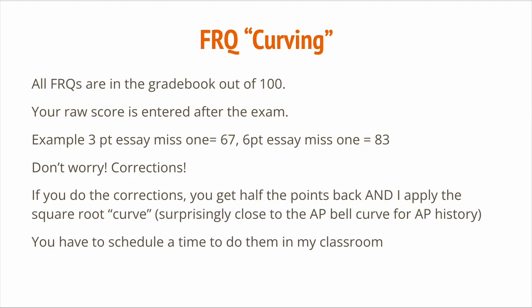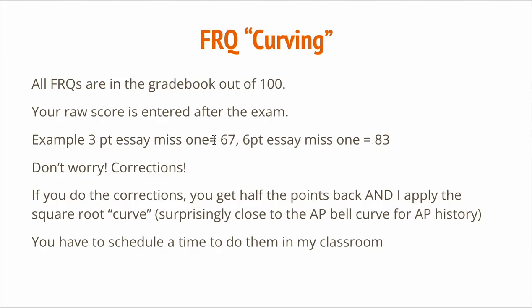Now, what I do for FRQ is a little bit different. In the FRQ, all FRQs are in the grade book out of 100, right? So the MCQ is going to be the point value of the actual test. Like if I give you an 18 question MCQ test, it'll be out of 15 points, right? But the FRQs are all out of 100, and your raw score is entered after the exam. So, for example, if you have a 3-point essay, like I give you one SAQ, and there's 3 points to it, you miss 1, I'm going to put in 67. Or if you have a 6-point essay and you miss 1, I'm putting in an 83, right? A 5 out of 6 is an 83.